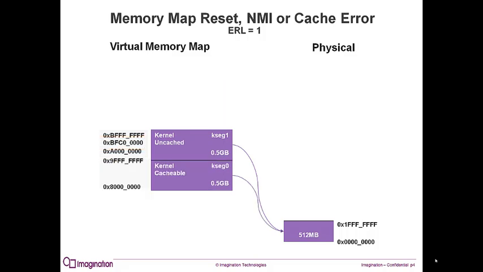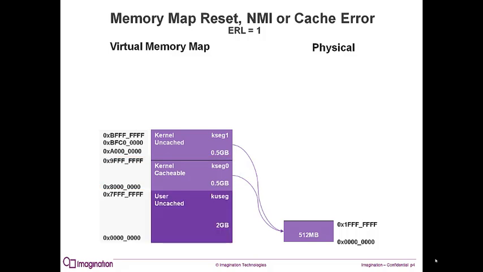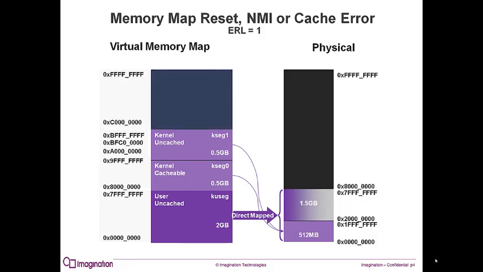Once the cache has been initialized, the code can execute from KSEG0, which will access the same lower 512 megabytes of memory through the cache. The kernel can also access the lower 2 gigabytes of virtual memory, which always directly maps to the lower 2 gigabytes of physical memory. This segment is also uncached. KSEG2 and 3 will be mapped through the TLB.